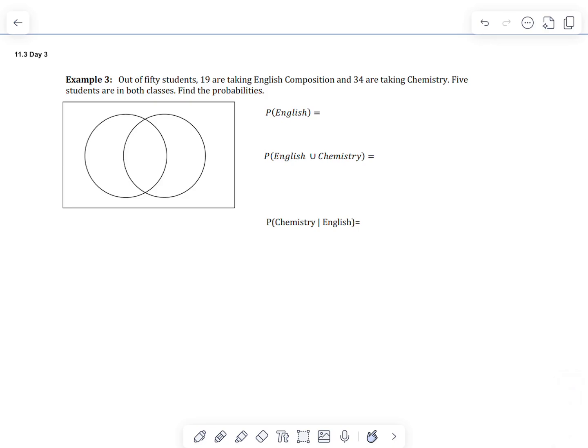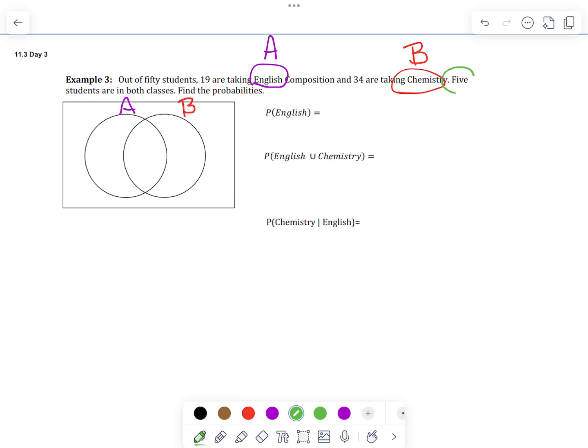Example 3. Out of 50 students, 19 students are taking English Comp, and 34 are taking Chemistry. 5 students are taking both. So we have English will be our event A, and then Chemistry is event B. And then we have the overlap, which is both.